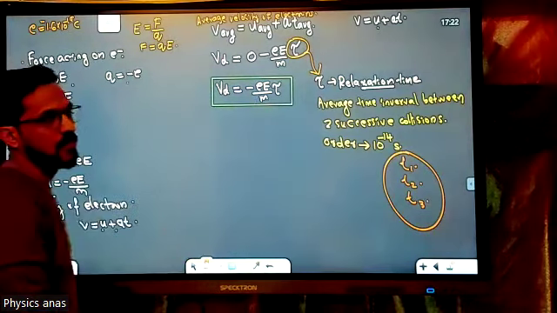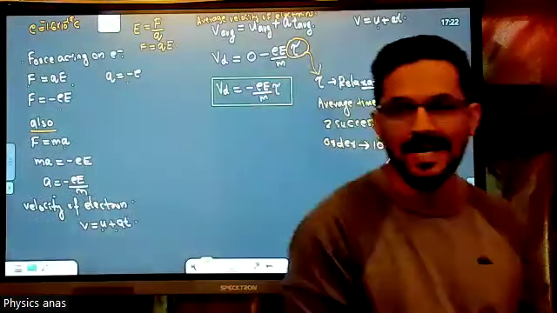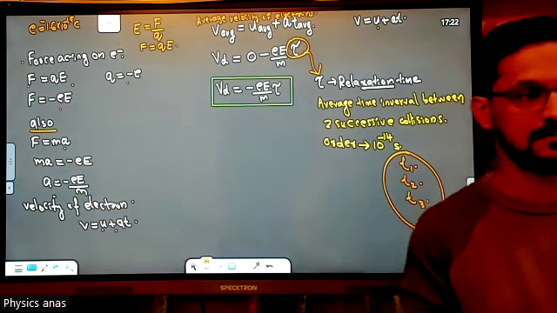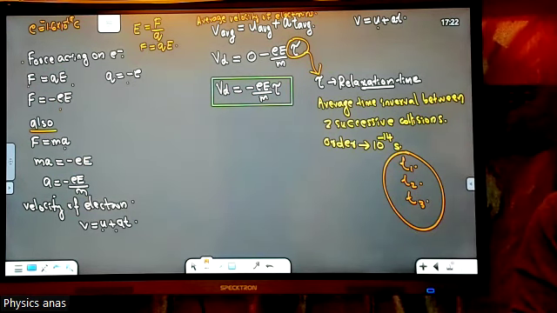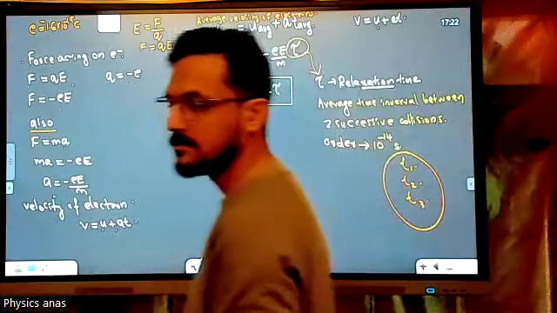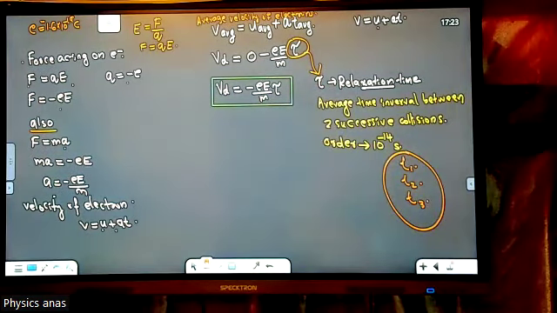This is the equation for drift velocity: Vd is equal to minus eE by m tau. Okay? Is the derivation okay? Jovita, is there any problem? Any confusion?